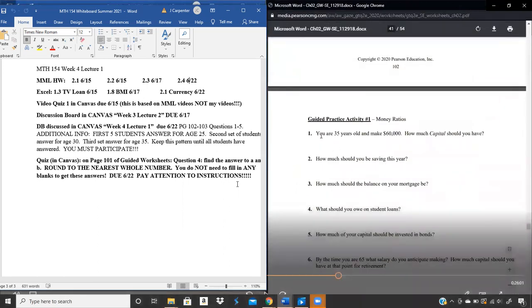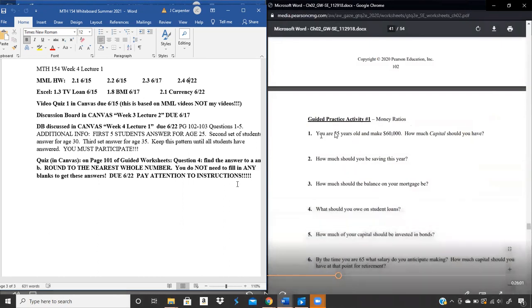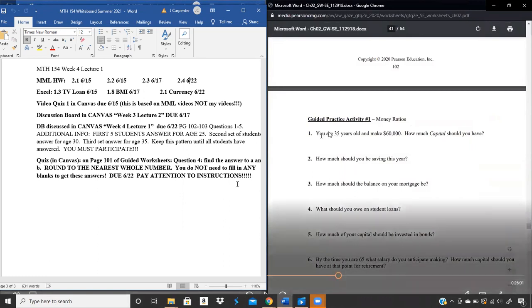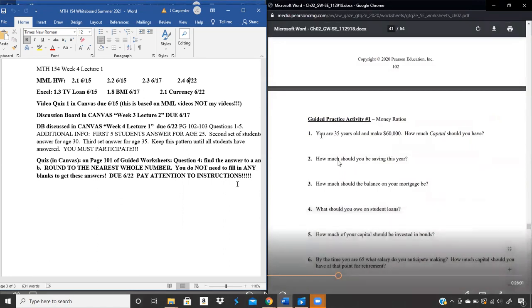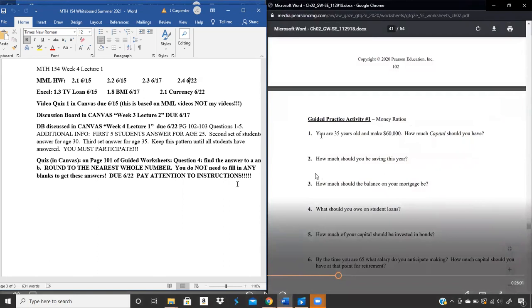All right, so I'm coming back in and just going to point this out. Question 1 says you are 35 years old. Please ignore that if you are students 1 through 10 or 16 and up. Again, the first 5 students are going to come in and answer these for age 25. So student 1 answers number 1 for age 25, student 2 answers number 2 for age 25, student 3 answers number 3 for age 25, student 4, student 5 for age 25.